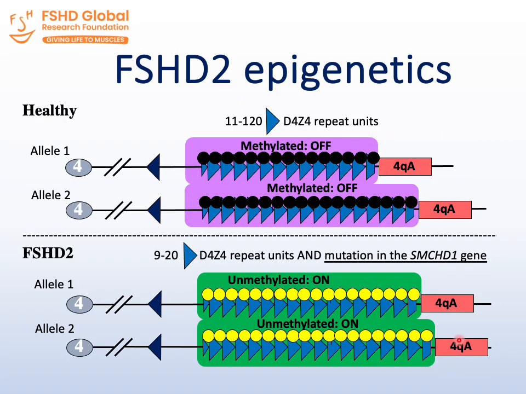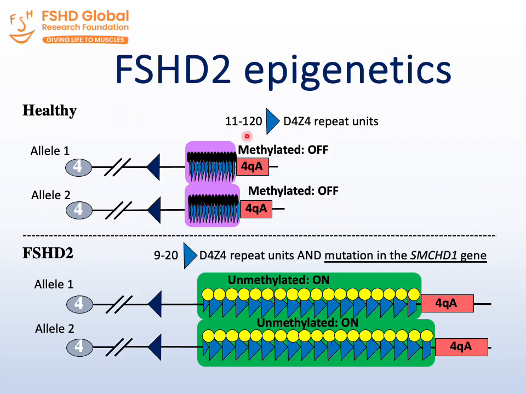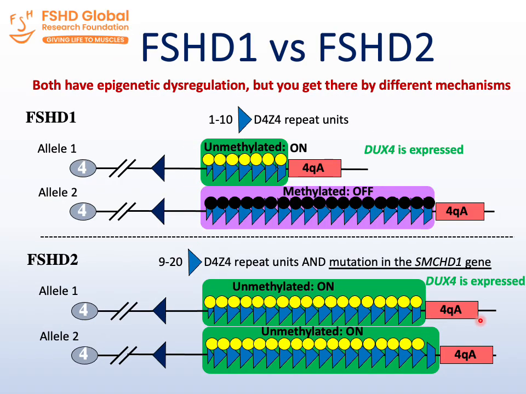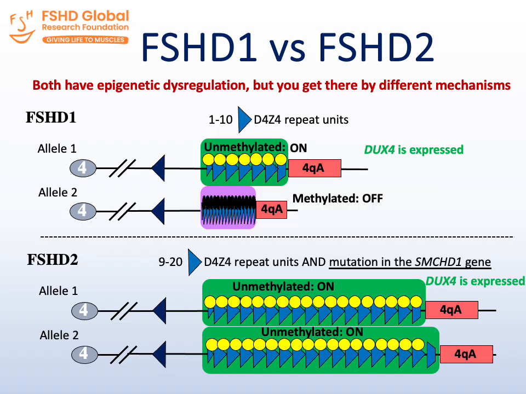Okay, so what's going on epigenetically? Now you have the comparison: in healthy chromosomes, they're both off. In FSHD, both chromosome 4s are epigenetically on. And if you have the right other conditions to make DUX4, you express DUX4 and get FSHD. So if we look epigenetically at FSHD1 versus FSHD2, they both have epigenetic dysregulation. You just get there by different mechanisms, okay? That's what's really important. In FSHD1, the signal to shut off the gene expression is broken. In FSHD2, the mechanism to shut off the gene expression is what's broken.